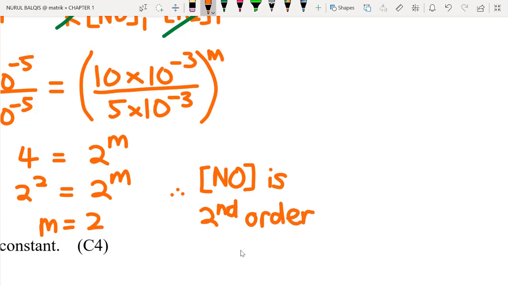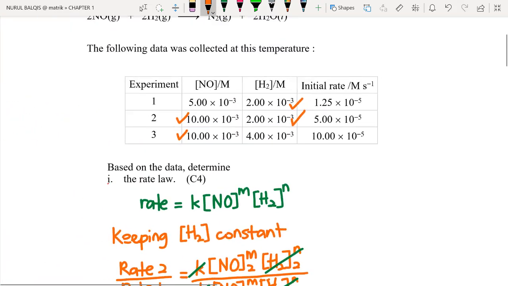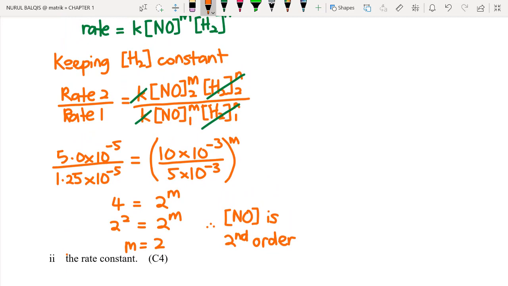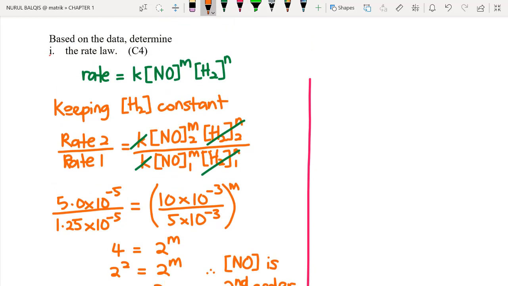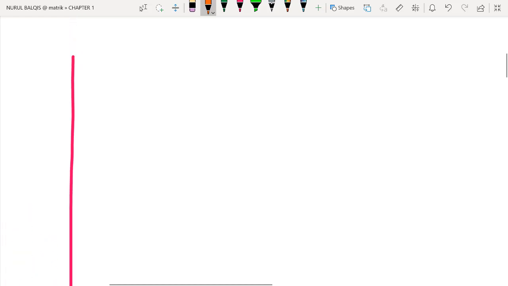Coming up, the next part is finding the order of reactions for hydrogen gas. So we make a divider here. Right, so by keeping NO constant.